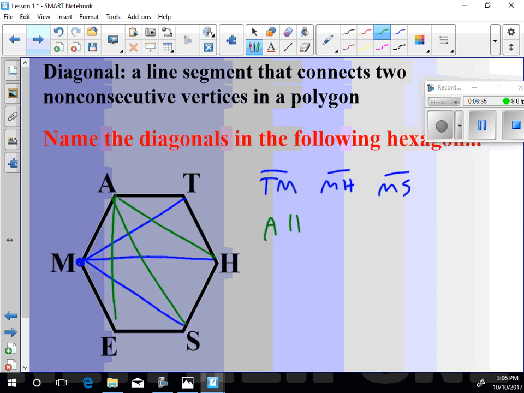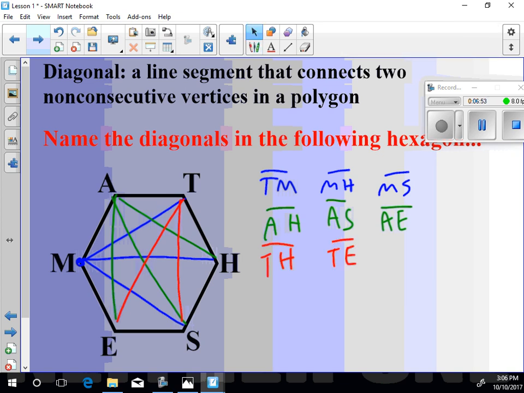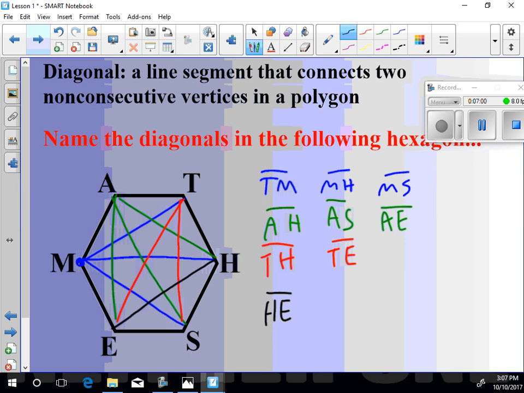I've got AH, AS, and AE. All of these can be written in the opposite order. I've got TH and TE. Look at this, it keeps reducing by 1. That's so weird. And then I've got HE. So those are all the diagonals of the following hexagon. There you go. I don't think I missed one, did I? No, I think I'm connected to all other points.